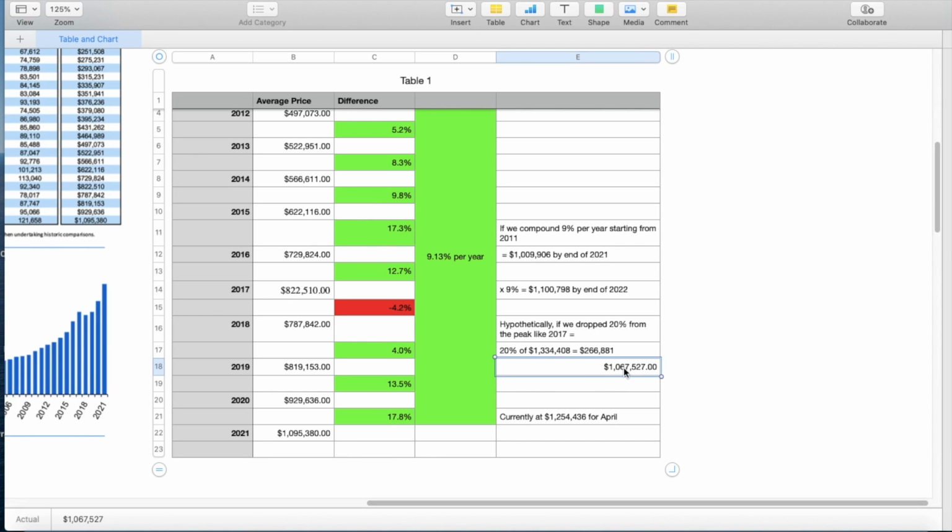So that basically says that by the end of 2022, the average price should be roughly around 1,067,000 if we follow that hypothetical drop of 20%, which honestly is pretty likely. Just going off the numbers of a 9% increase per year, we would be at 1.1 million, which is not too far from that. They're pretty comparable. So it seems like that's roughly where the market should be, maybe 1,050,000 to 1.1 million. I think that's where we're heading, but of course, I don't know for sure.